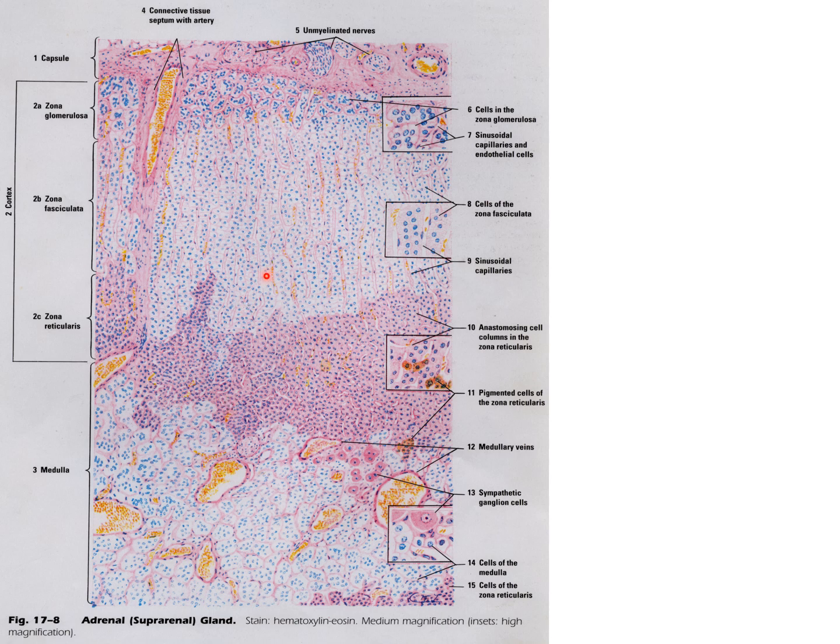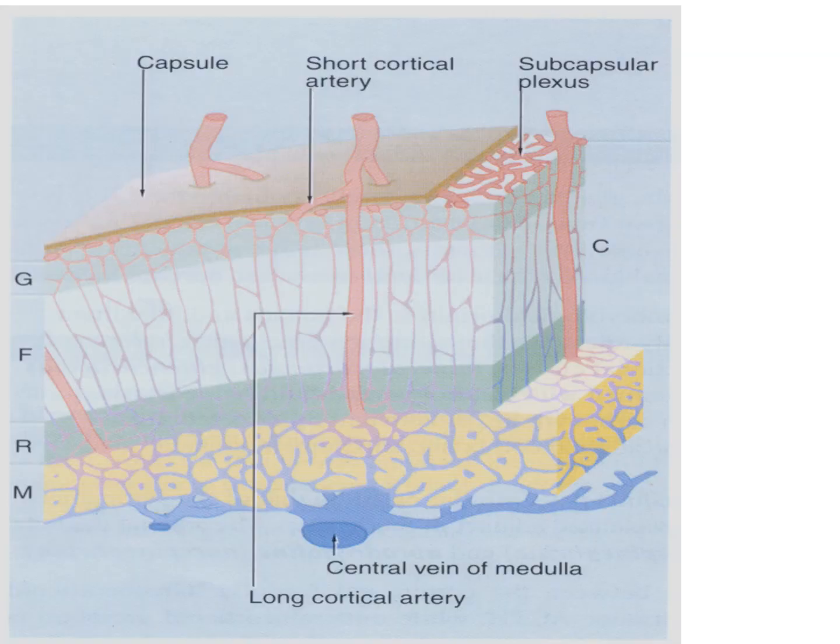So you can also see this in H&E stain. This outer zone is the cortex and the inner zone is the medulla. This is the medullary vein, zona reticularis, zona fasciculata, zona glomerulosa, and the outer zone is the cortex. So this is the adrenal gland. It is also covered by the capsule.